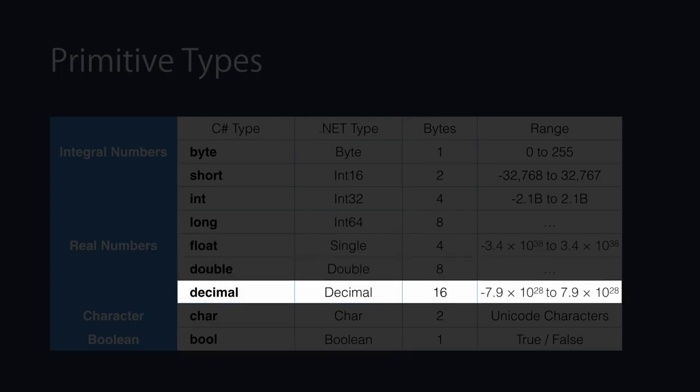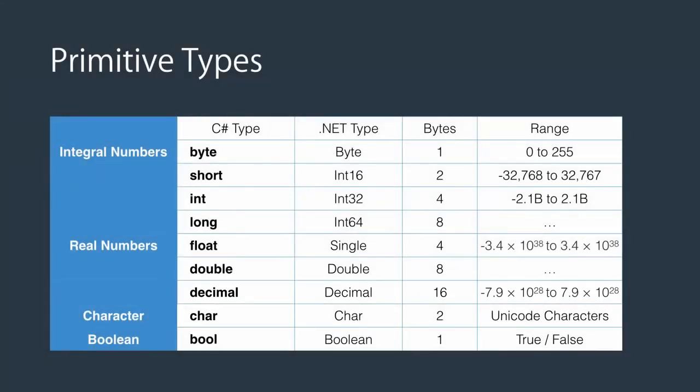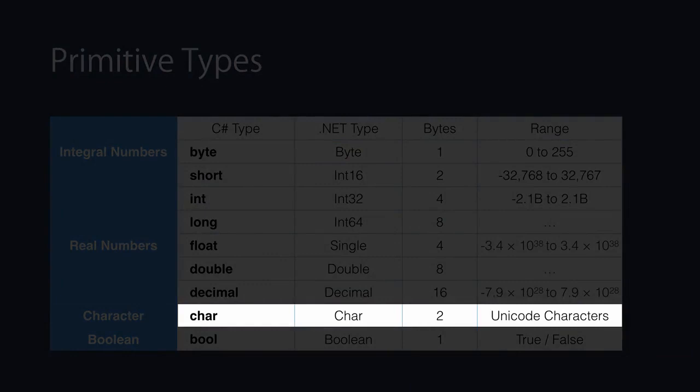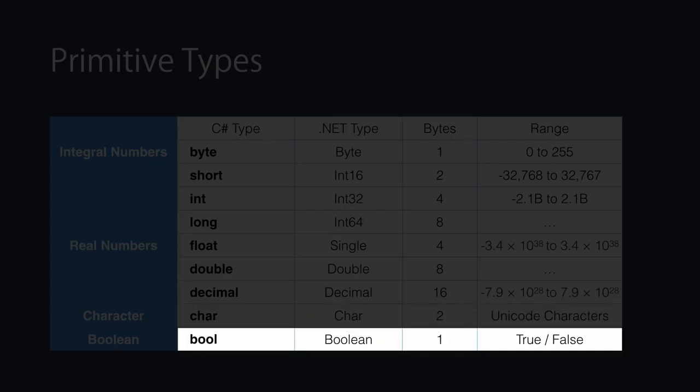And decimal uses 16 bytes. The more precision you need, the bigger data type you use. We also have character, which is represented by the char keyword, and it's 2 bytes. So characters in C# are Unicode. And finally, we have bool, which represents Boolean, which can be either true or false.